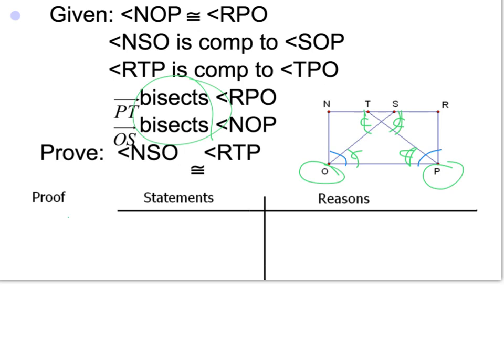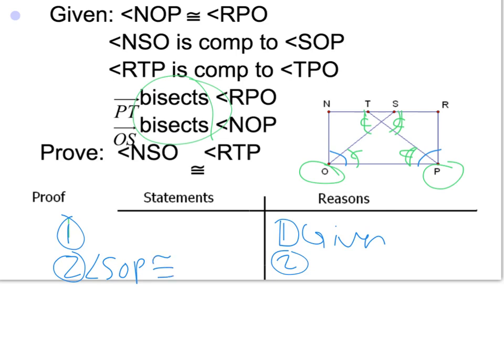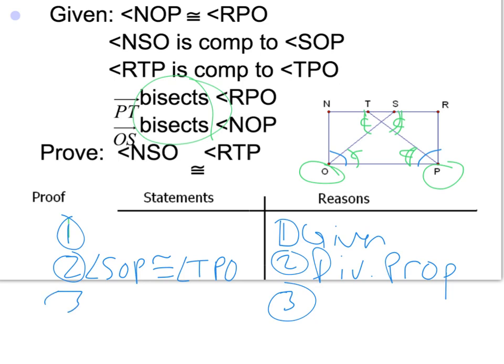Let's write it up. All right, I'm going to go back to blue here. Given. All righty, so angle SOP is congruent to angle TPO by division property. Remember, I'm going from big to small. And then I've got, oh, I'm already there.